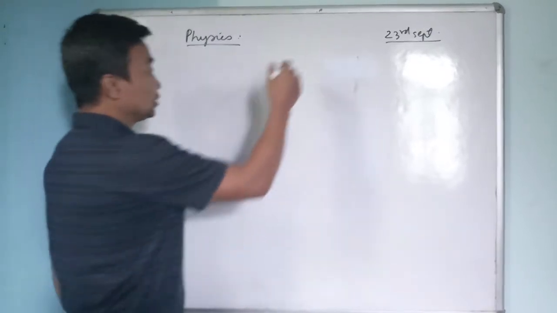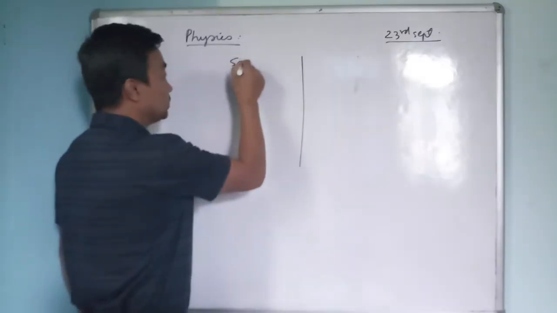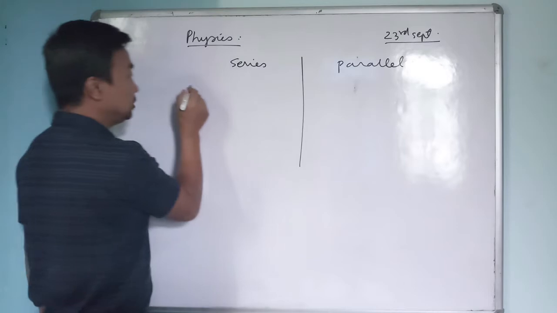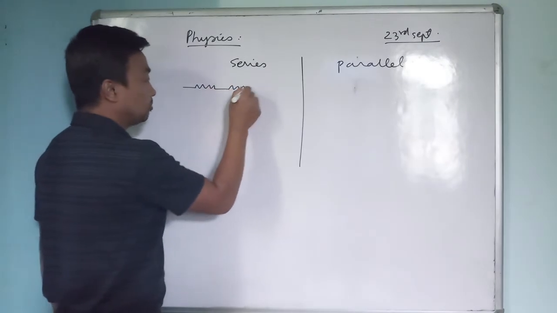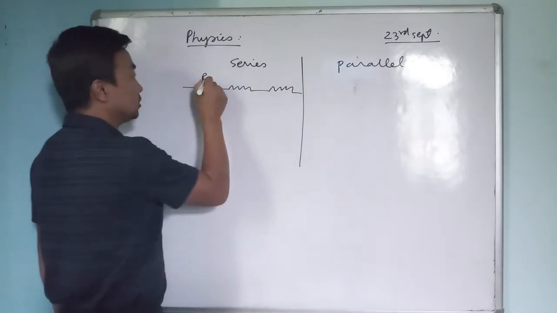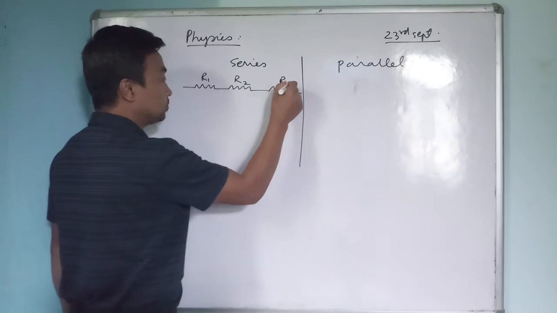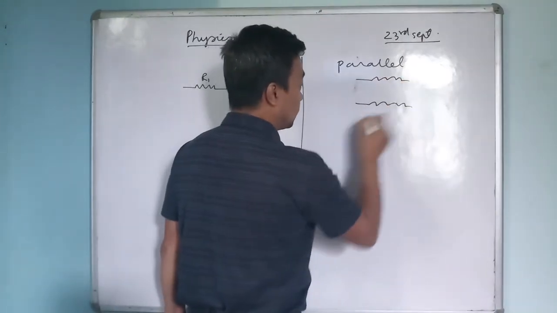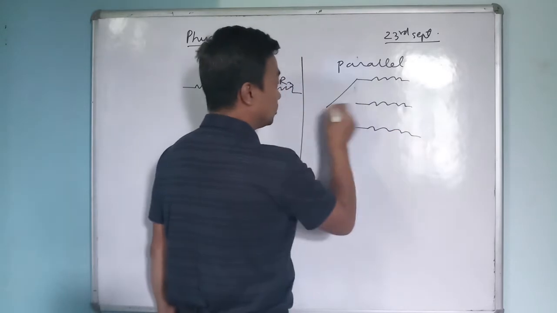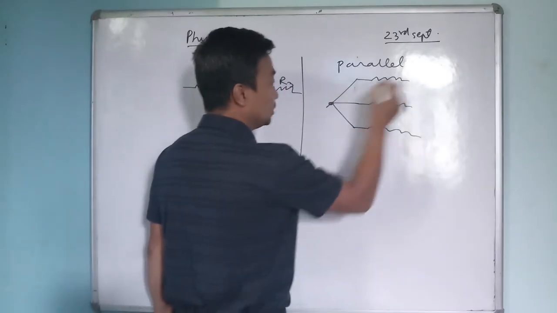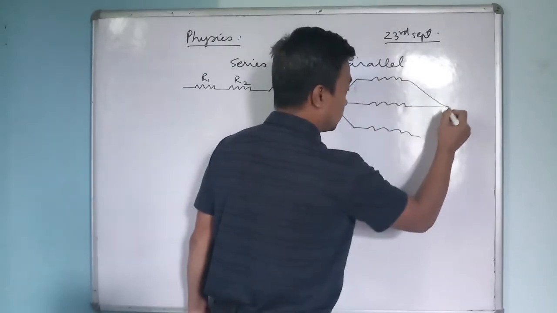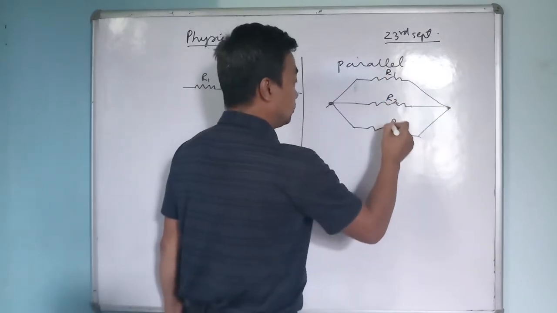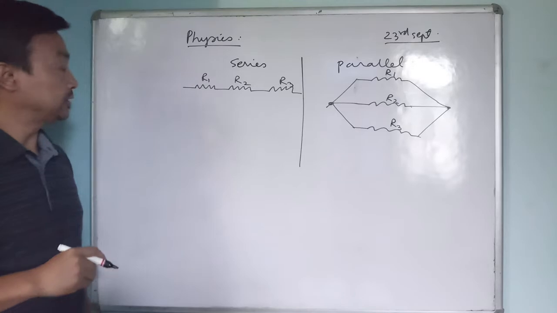So first of all, just a quick recap of the combination of the resistor, series and the parallel. In the series we have learned that the resistors will be combined one after the another. Suppose these are the three resistors, and in the parallel the resistors will be kept one on top of the other, or one end will be connected to the same point and the other end will be connected to the other point. These are the two ways of combining the resistors.